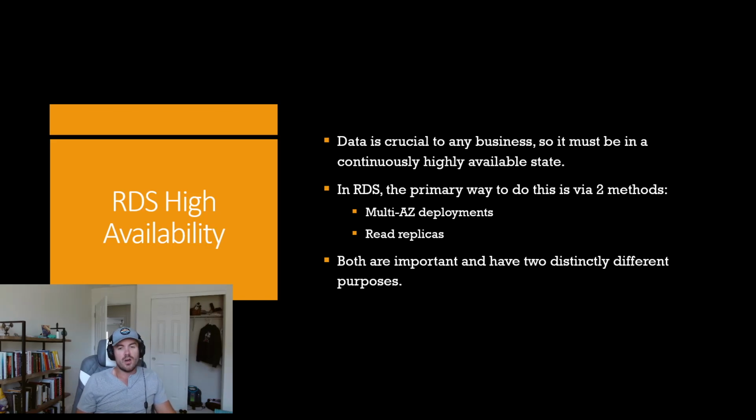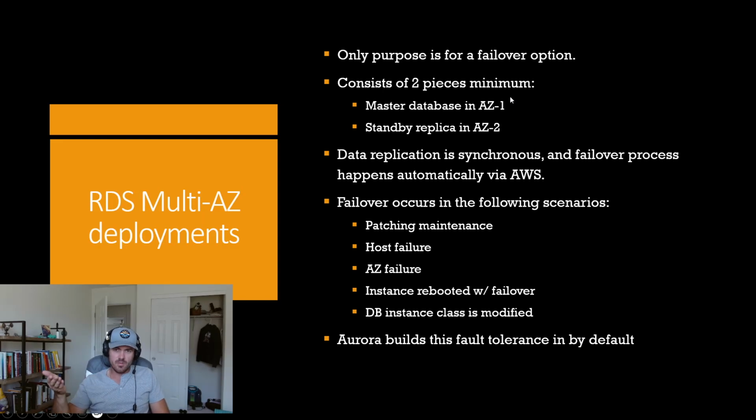With RDS, there are two primary ways to achieve a state of high availability. You can use multi-AZ deployments, or you can use read replicas. That's not to say you can't use them together, because they're both important, but they have distinct differences and purposes. So, multi-AZ deployments.